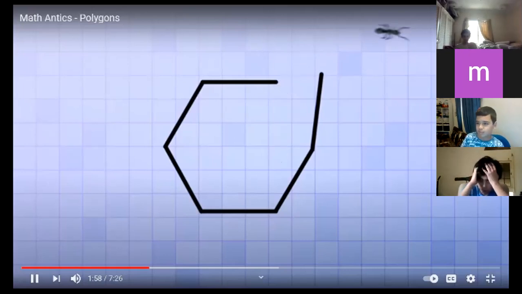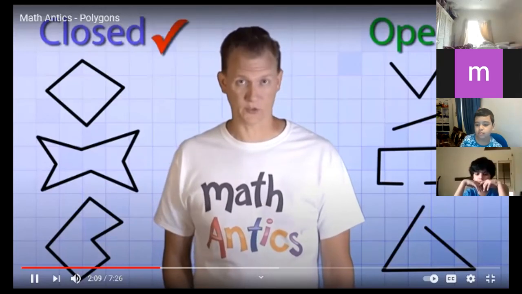If the shape is open, then there is a way out. So these are all examples of open shapes, and a polygon doesn't mean many sides of closed shapes and many angles. And the important thing to remember is that a polygon must be closed.